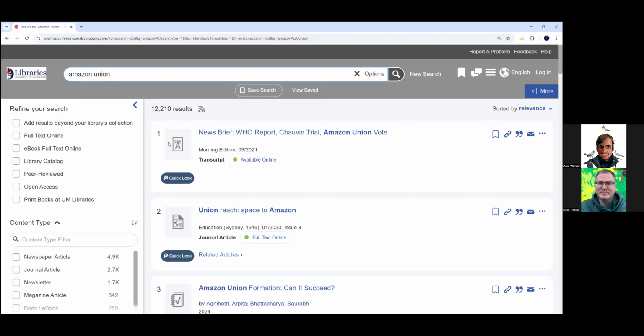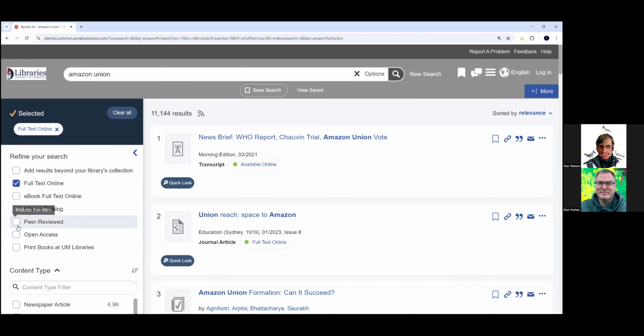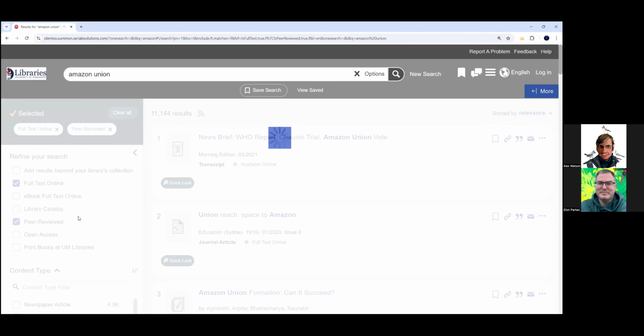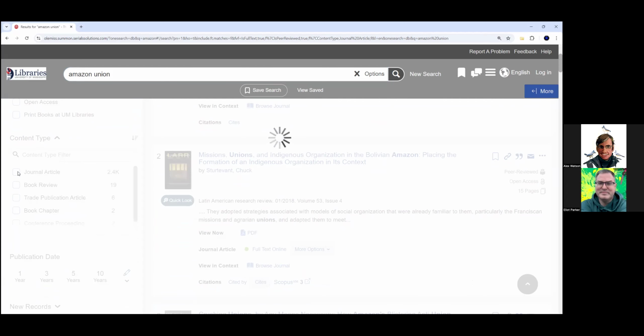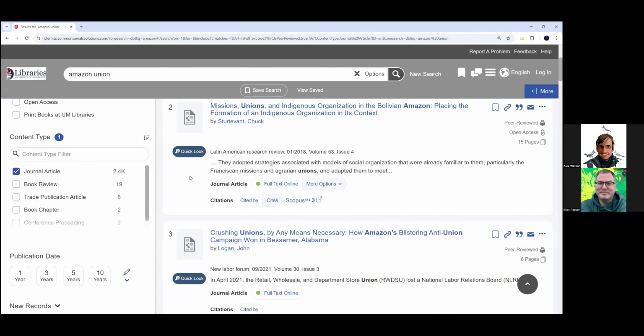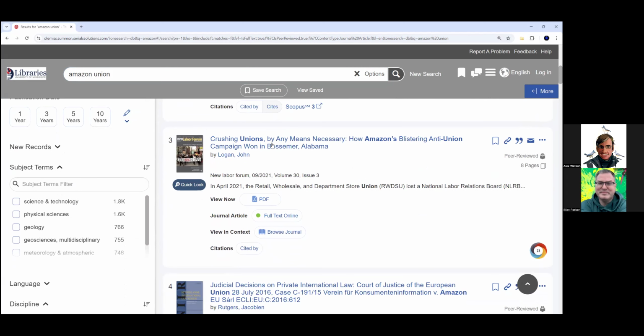So if we wanted to persist with this search, for instance, there are a few things that we could do in order to make sure we get the types of things we're interested in. We can limit ourselves to full text. We can limit ourselves to peer-reviewed sources. And we can limit ourselves to journal articles. Okay. And here we can see an article that looks interesting. Crushing unions by any means necessary, how Amazon's blistering anti-union campaign won in Bessemer, Alabama. Oh, not too far from here.